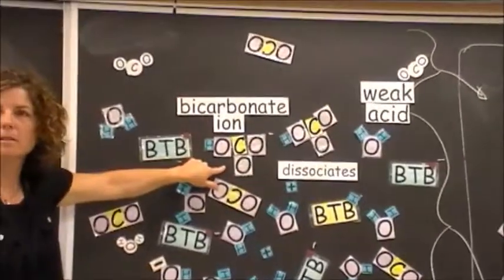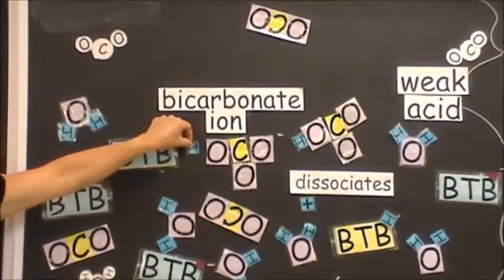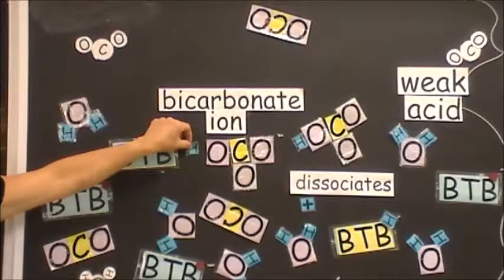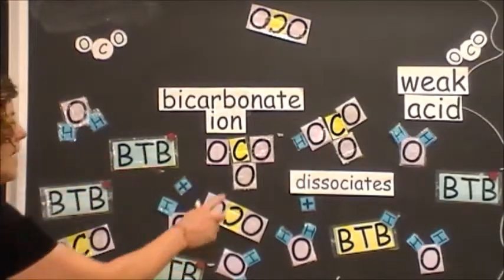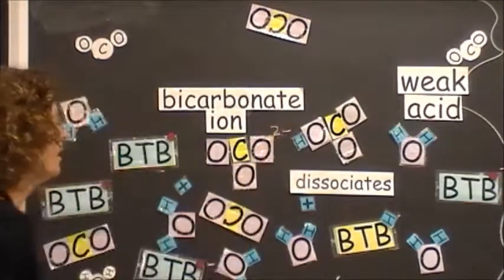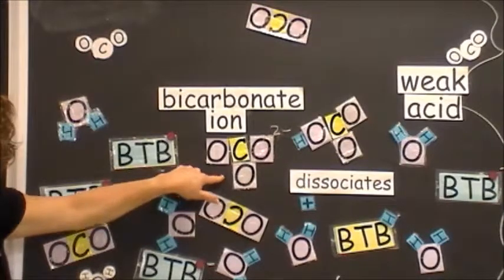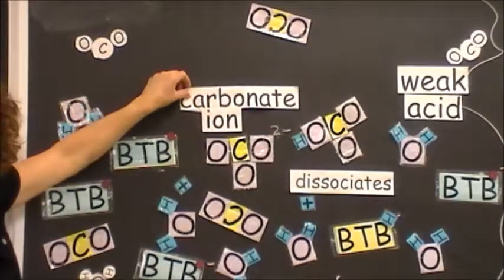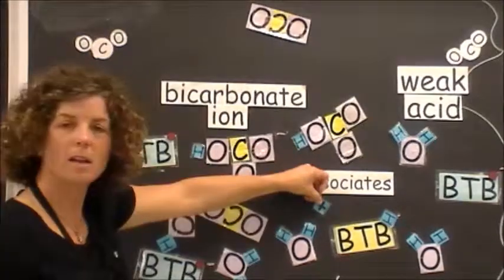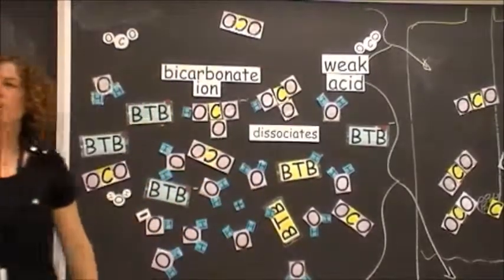Now sometimes we can have two hydrogen ions dissociate. It doesn't happen a lot with a weak acid. If two hydrogen ions dissociate, now my charge becomes 2 negative. And what type of ion is this? Carbonate. I've now formed a carbonate ion. This hydrogen ion is going to get attracted to the BTB. Great. Okay, BTB becomes yellow.